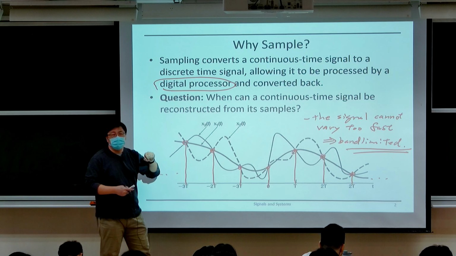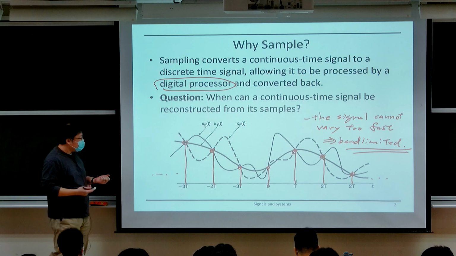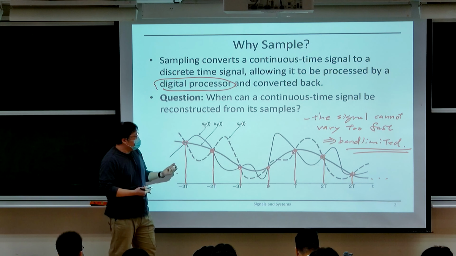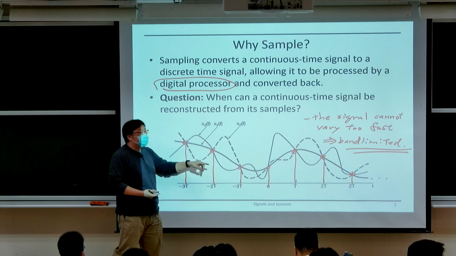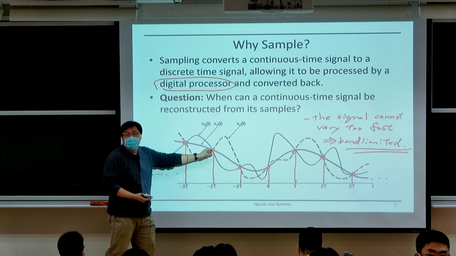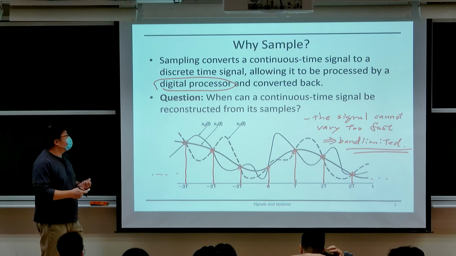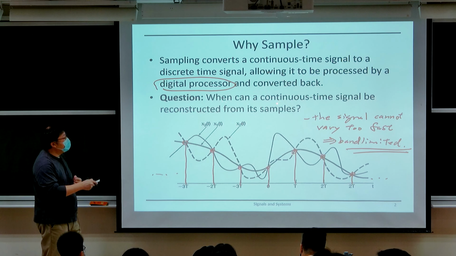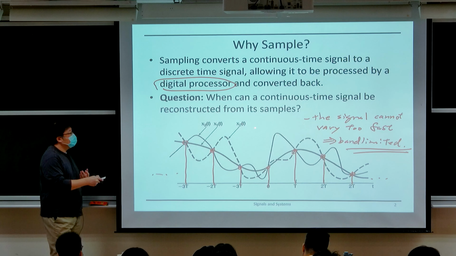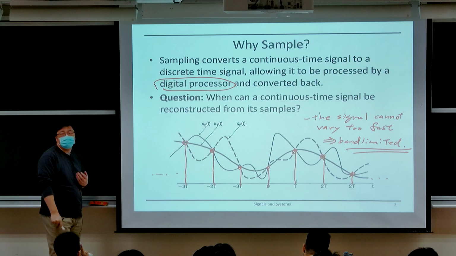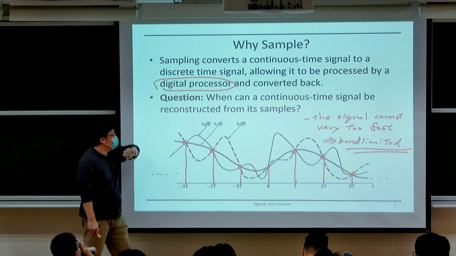and then convert it back to the continuous time signal whenever necessary. For this operation to be valid, we should be able to recover the original continuous time signal from the discrete time samples. But the question is, can we always do this? When can this continuous time signal actually be reconstructed from its discrete time samples? This is the question that we want to answer in this chapter.